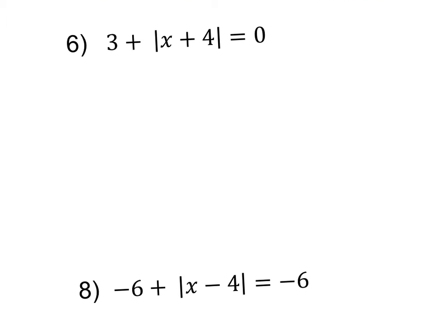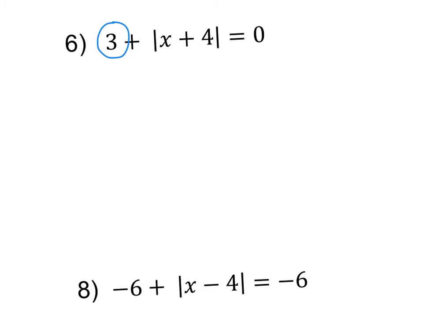All right. Number 6, we have to get the lines or the absolute value by itself, so we have to get rid of positive 3. To get rid of positive 3, subtract 3 on both sides. The 3's cancel out. You're left with the absolute value of x plus 4 equals negative 3.